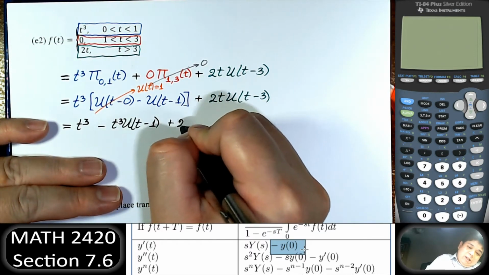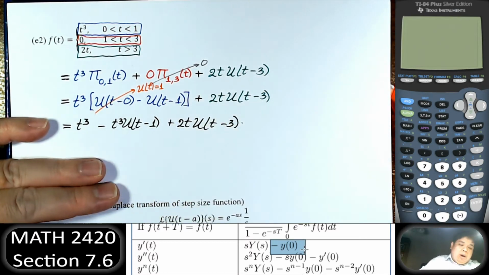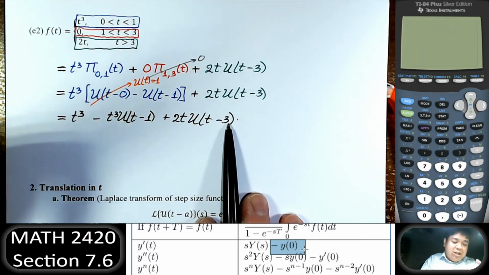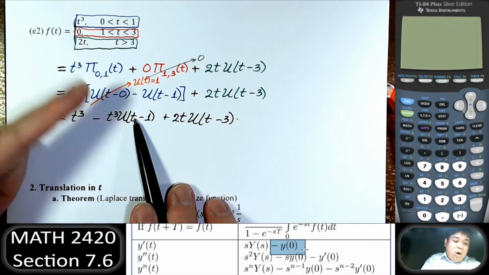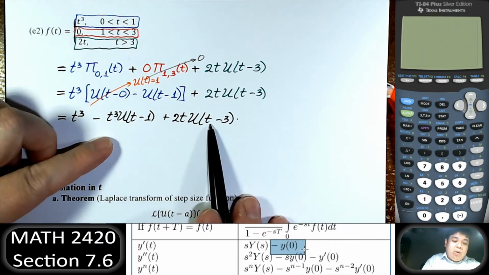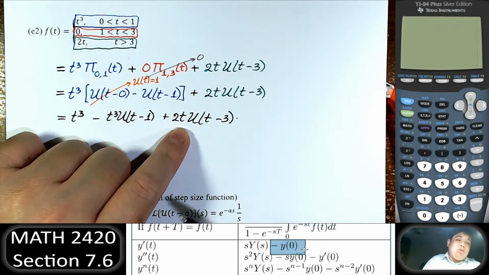And then 2t u of t minus 3. Right, so looking at this, we turn on the t cubed at 0, and then when t equals 1, we turn off the t cubed. And then when t equals 3, we turn on the 2t. So that's what it is.